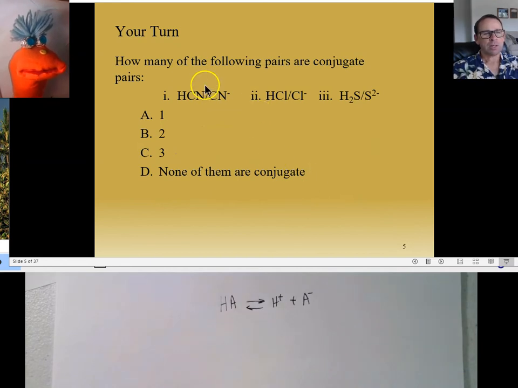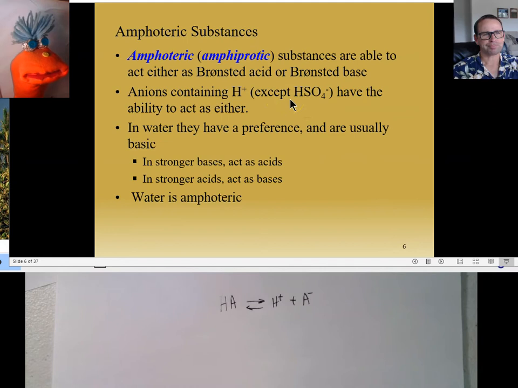All right, so how many of the following are conjugate acid-base pairs? Well, a conjugate pair is always just one proton. So we see that this one here is a little bit different, isn't it? Yeah, that one is 2 protons. So 2 of those are conjugate acid-base pairs. That's right, 2. These 2 differ by 1 hydrogen, and these 2 differ by 1 hydrogen.